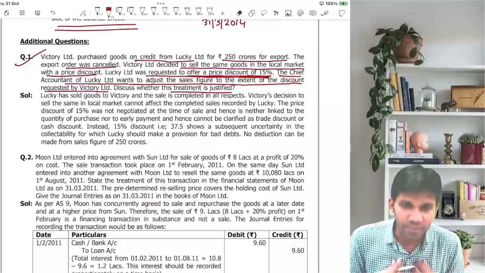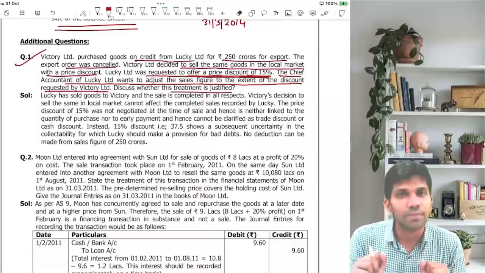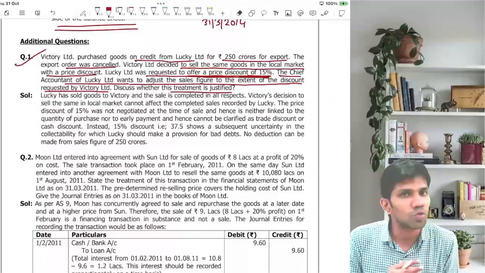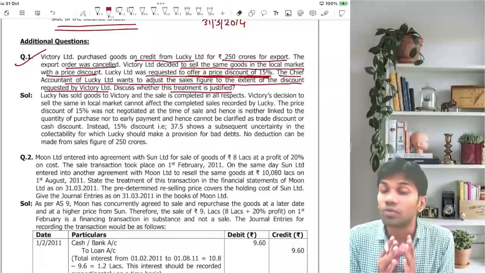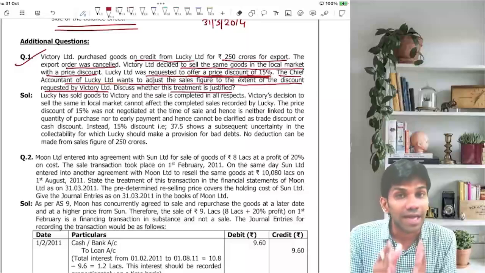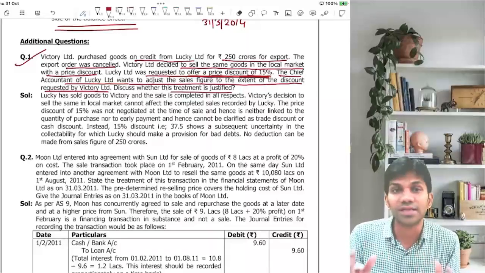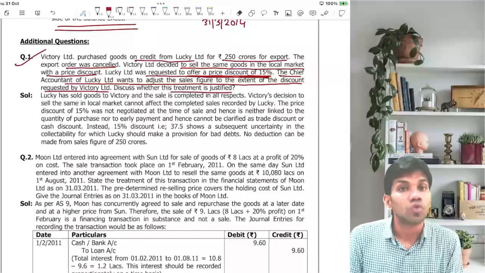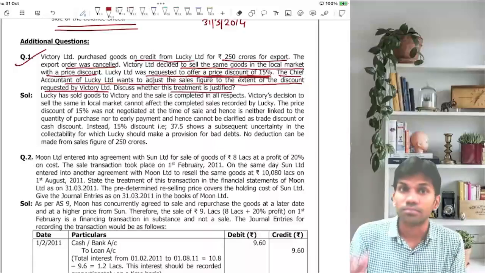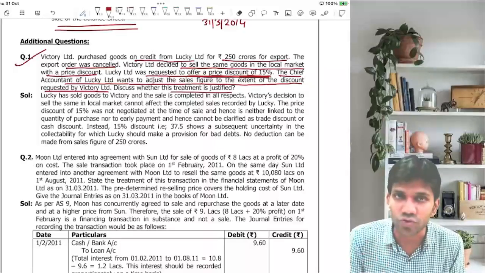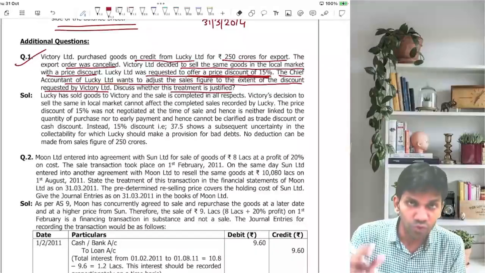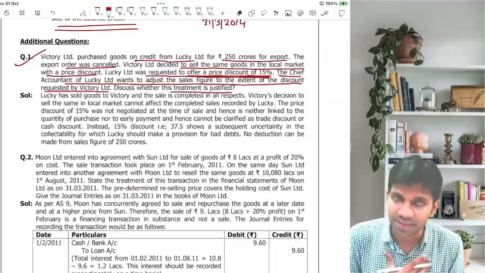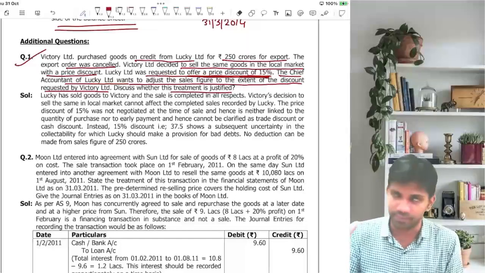So Victory Limited purchased goods from Lucky Limited for doing some export. Due to some reasons, export was not possible. Now what Victory Limited is asking, can you give me some discount because I have to sell these goods in the local market? So Lucky Limited said yes, fine. But Lucky Limited's accountant is confused whether he can adjust the sales figure of 250 crore with the discount which I am asking, or should something else be done.